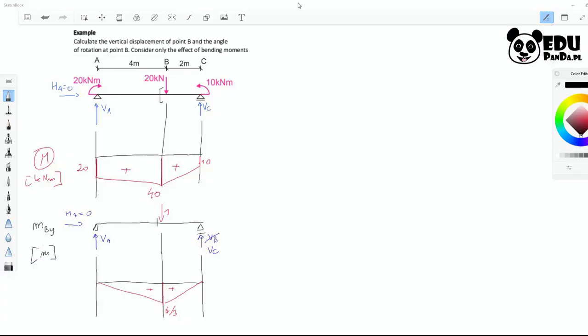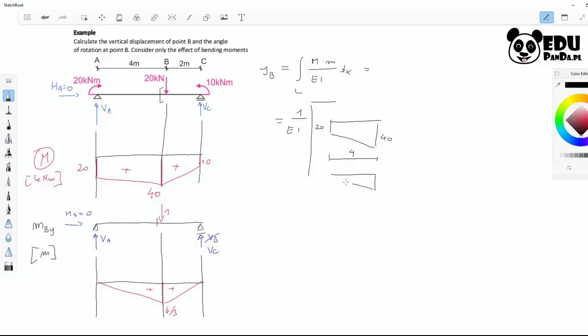Now let's start by writing down the general formula. So, we have the following situation. I'm calculating YB. If I were to write this integrally, I would have that it's M times m dx, integrated over the length. However, as we will be graphically integrating it, let's write it down immediately in graphical form. 1 over EJ goes before the integral, and we integrate separately in the interval AB and BC. So, in the interval AB we have 20, 40, length 4 meters. Integrated with a triangle 4/3.